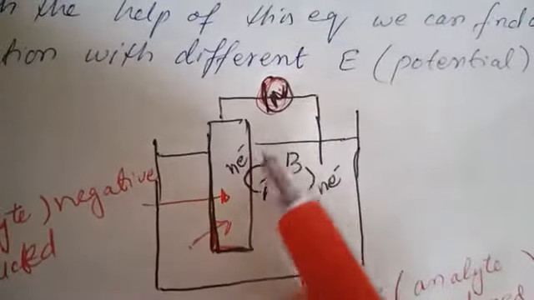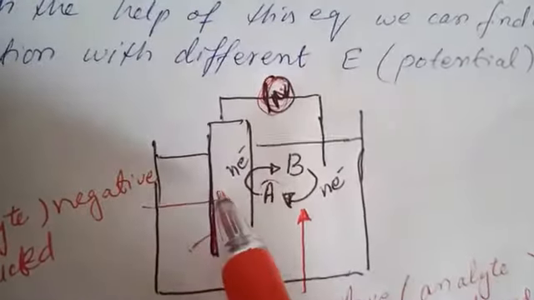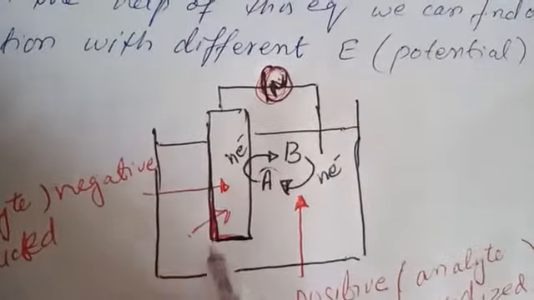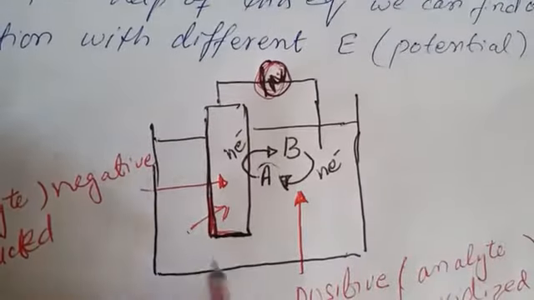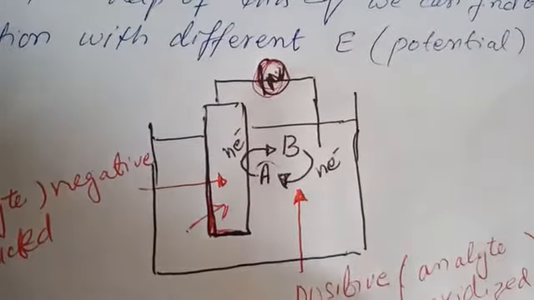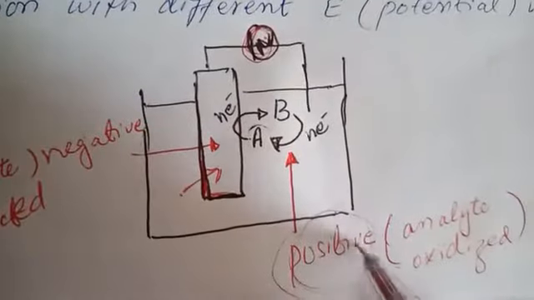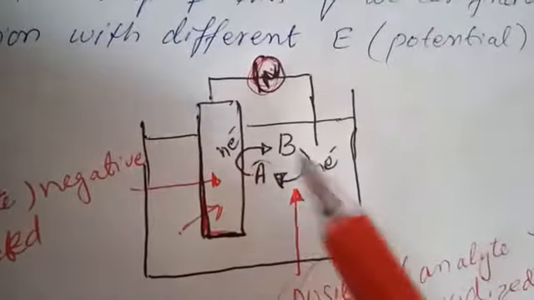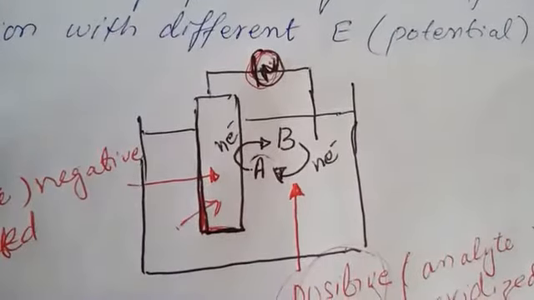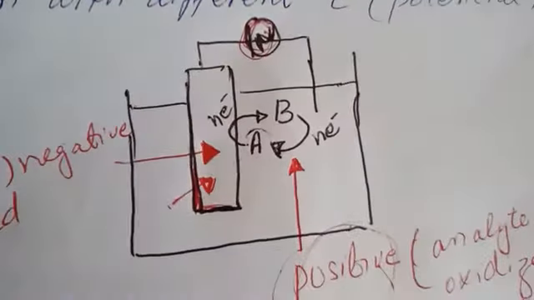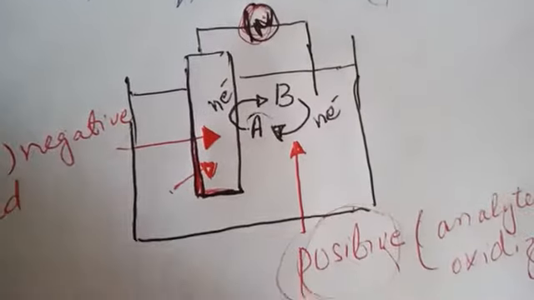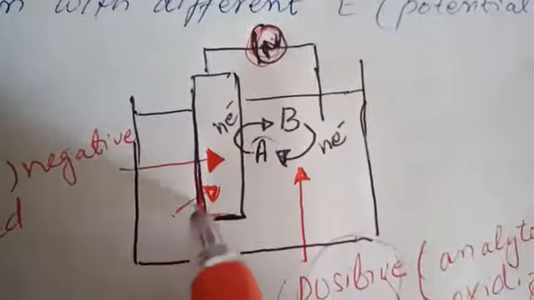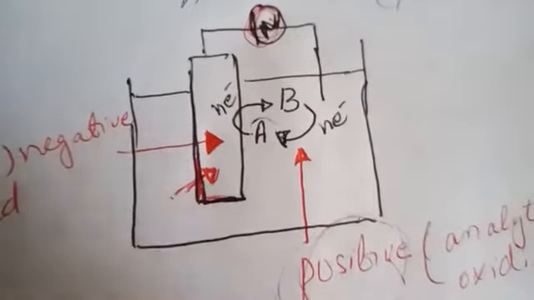It means that if we apply a potential to the system, we are either raising or lowering the Fermi level of this electrode. With the application of an external voltage, we can either reduce or oxidize the analyte at the surface of this electrode. So all those processes in which current due to charge transfer is produced at the metal solution interface are called faradaic processes.